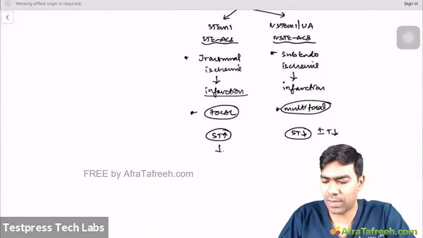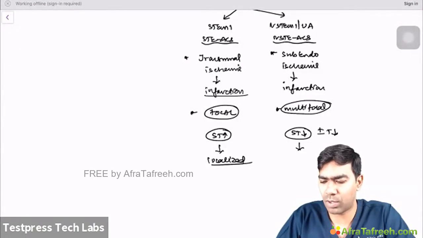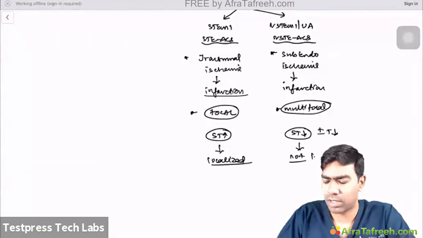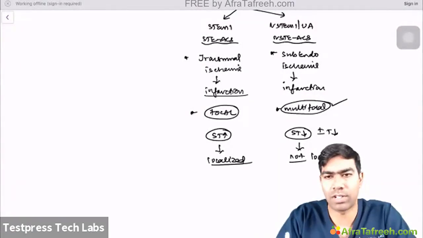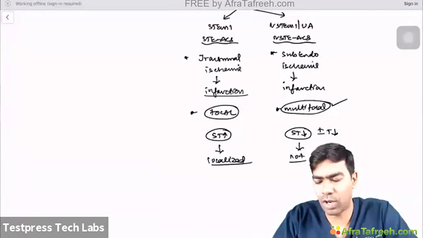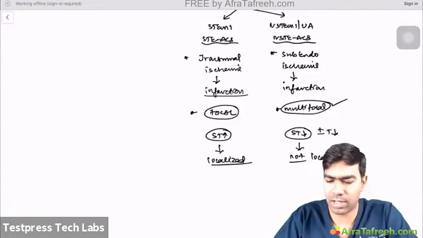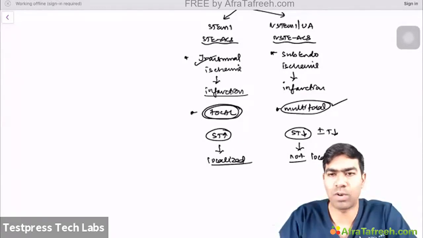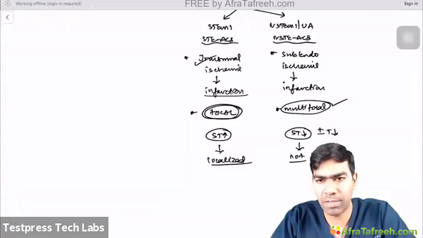Remember, these ST elevations can be really localized. You can localize the ST elevation. But when you talk about ST depression, you cannot localize. It cannot be localized in the first place, because how can you localize a multifocal stuff? It's already multifocal. You cannot really localize. But ST elevations can well be localized because this transmural ischemia is going to be extremely focal in a particular area, and that can be very well localized.